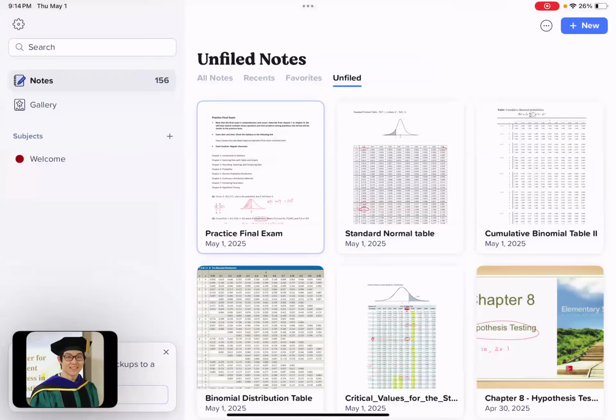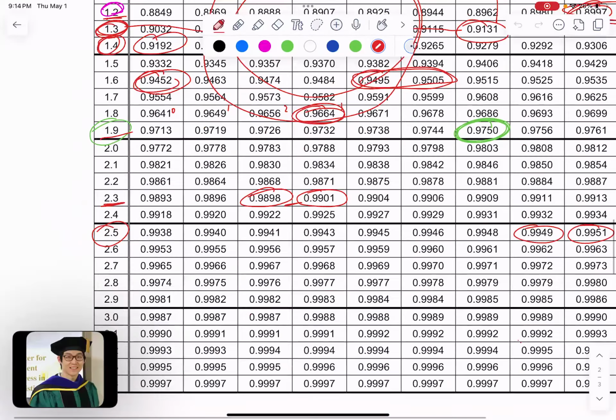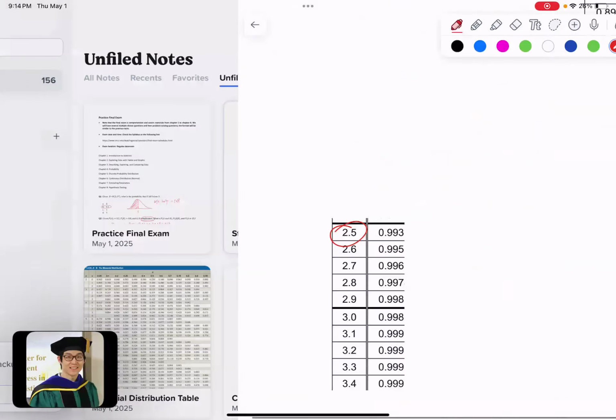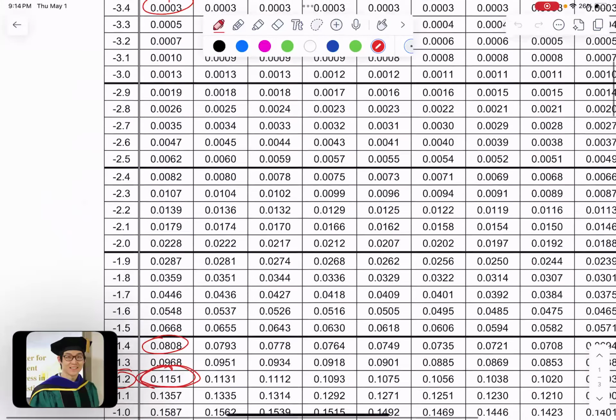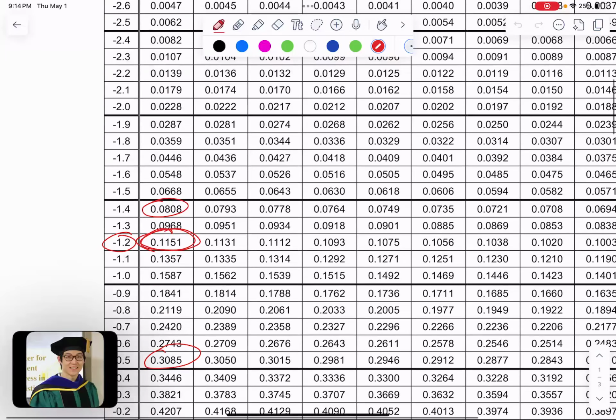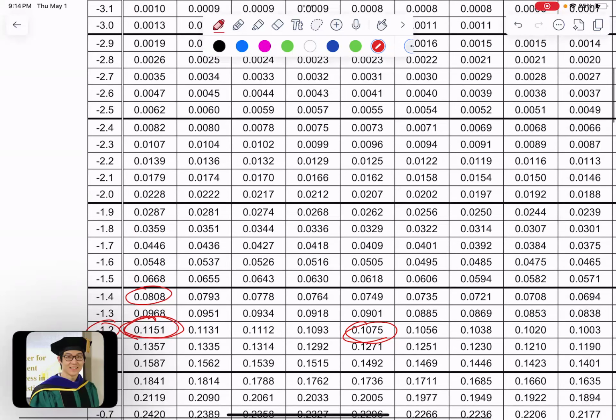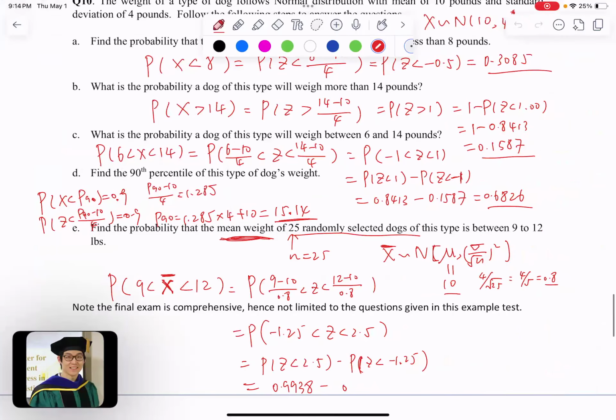We check 2.5, -1.25. So 2.5 first, 0.9938. -1.25. -1.2 right here, and 0.05 is right here. So 0.1056. So take the difference. That's 0.8882.